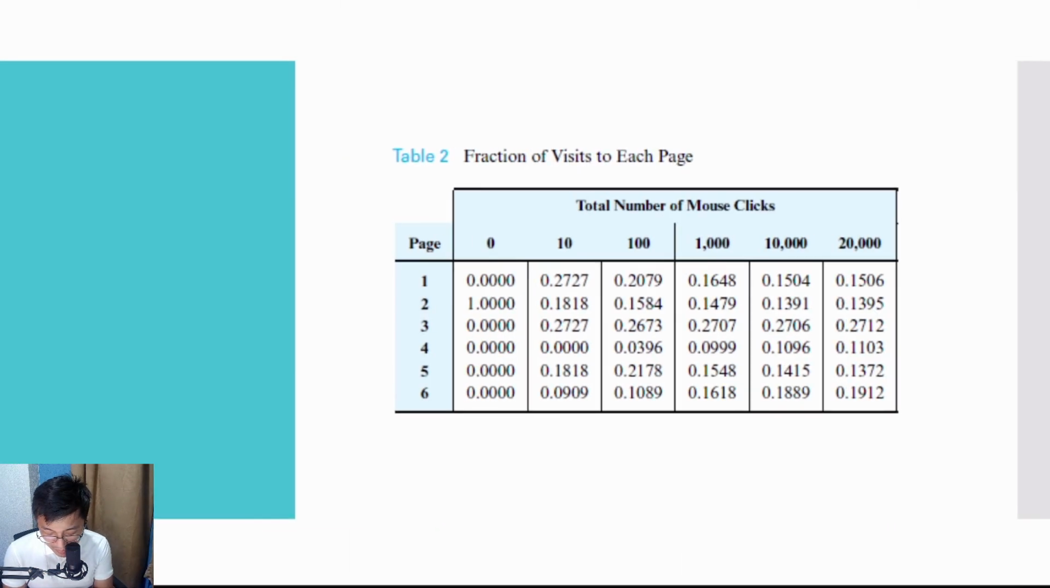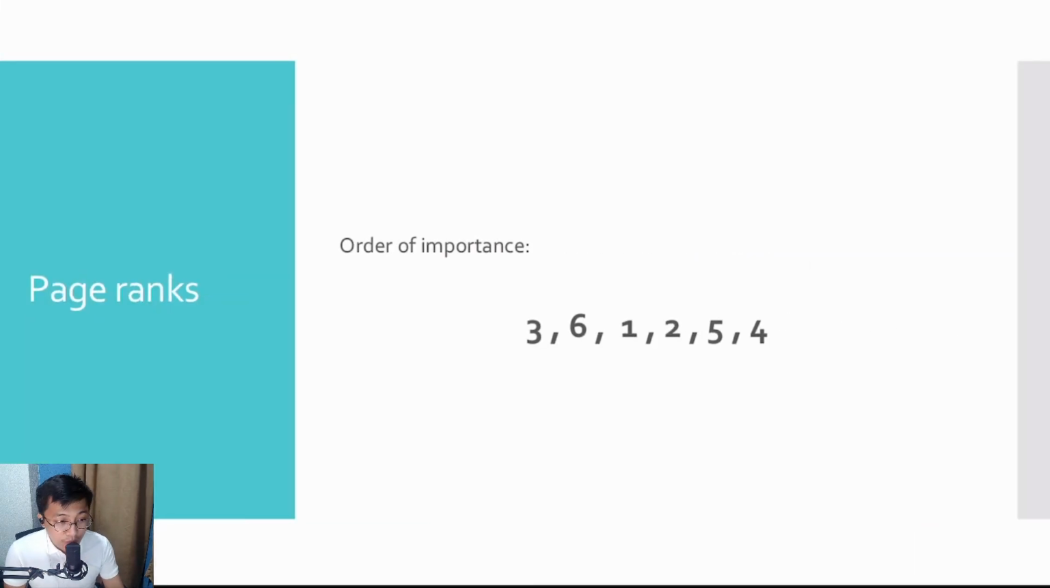So how do we relate that to the page rank? By looking at the fractions, we will see that page 3 is the most viewed, then followed by page 6, 1, 2, 5, and then lastly 4, which is the least viewed.